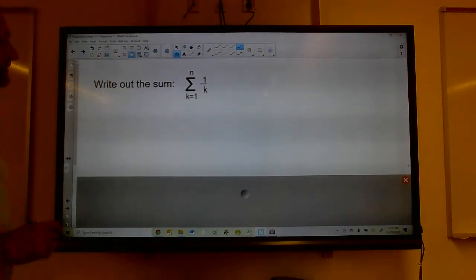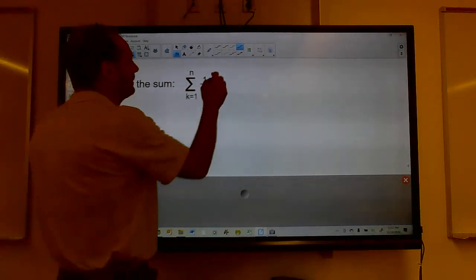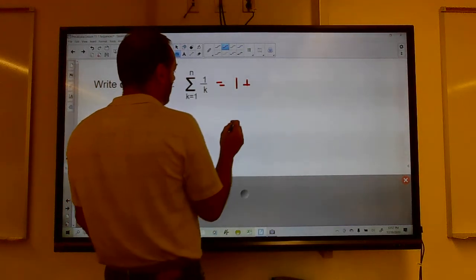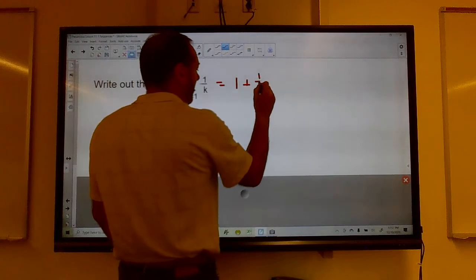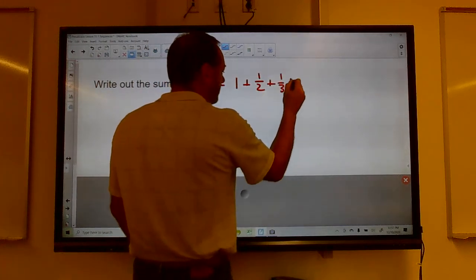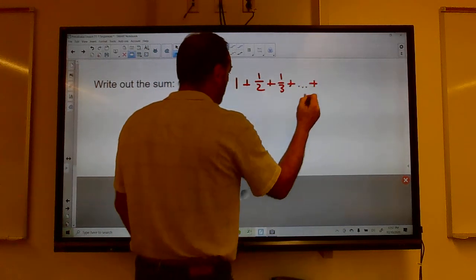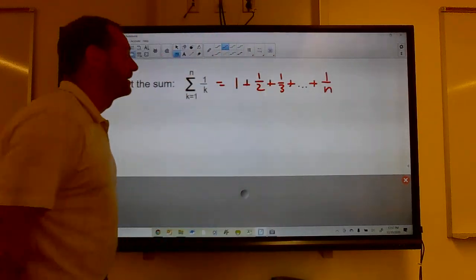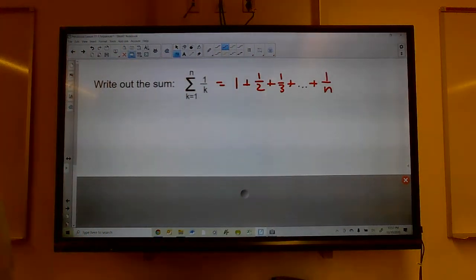All right, so write out the sum. The sum of k equals 1 to n of the 1 over k's. All right, so this is going to be 1 plus 1 half plus 1 third plus dot, dot, dot, plus the final one is going to be 1 over n. And you're done. You can't do any more than that.